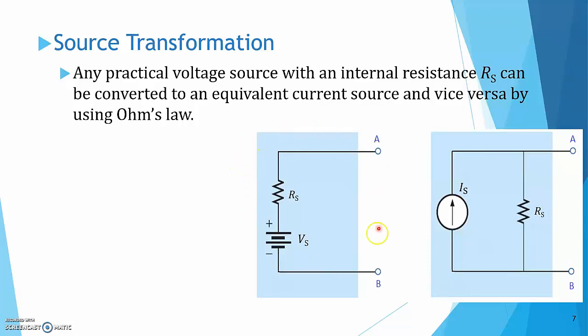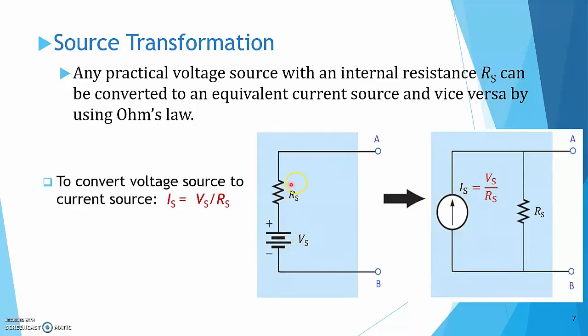We can convert a practical voltage source to a practical current source and vice versa. The conversion is simple. Let's say Vs and Rs of this practical voltage source are given. Next, we draw the practical current source model. Is can be calculated by using Ohm's law. Vs over Rs is equal to Is. The internal resistance Rs remains the same.